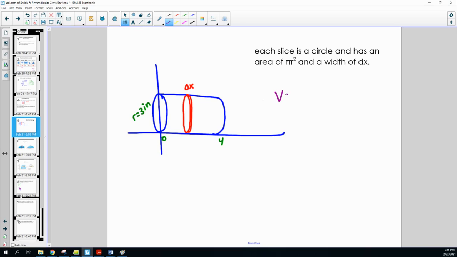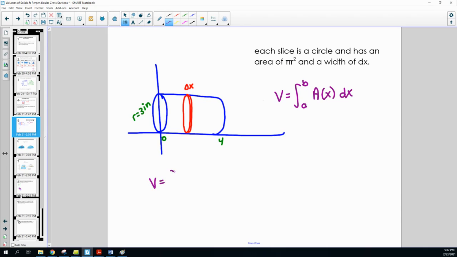The volume is going to be the integral from a to b, generically speaking, of the area of the shape, which we'll call A of x, times the width, which would be dx in this case. So let's plug in what we know.